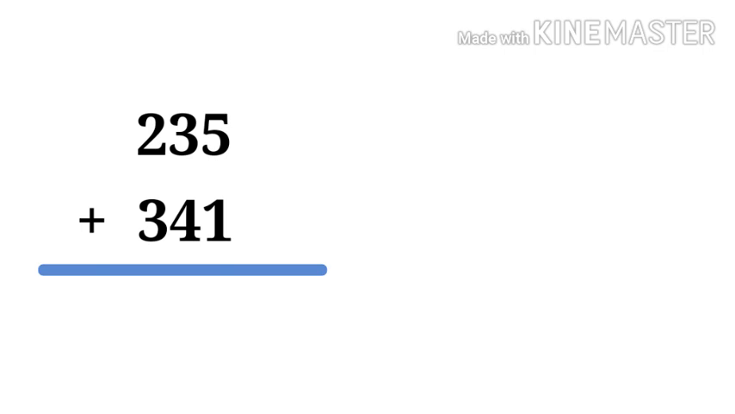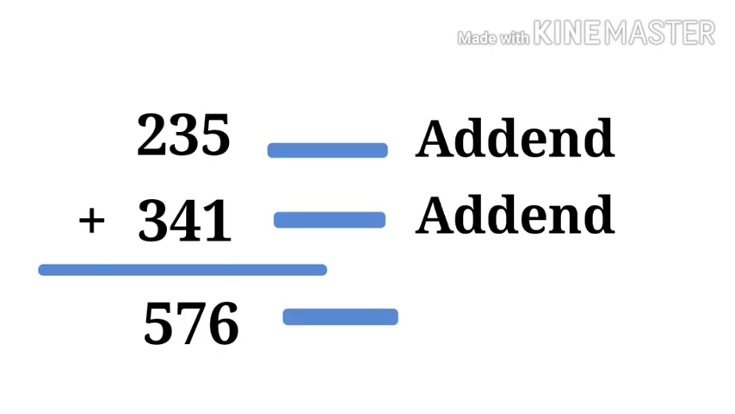235 plus 341 equals 576. In this example, 235 and 341 are addends, and the answer 576 is sum. Clear? Now let us revise the properties of addition.